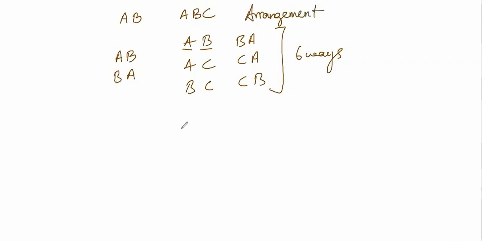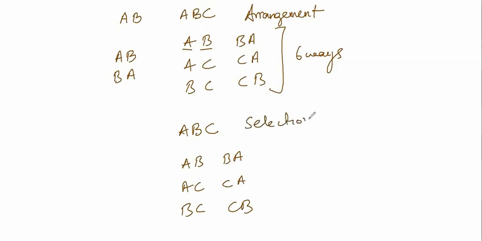And let's say you want to select. From 3 letters A, B, C, you want to select 2 letters. So now you'll have AB. The BA does not matter. AC, CA does not matter. BC, CB doesn't matter. Why? Because in selection, order is not important, whereas in arrangement, the order is important.